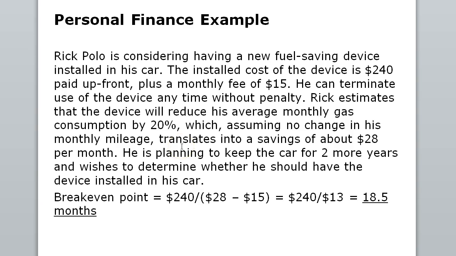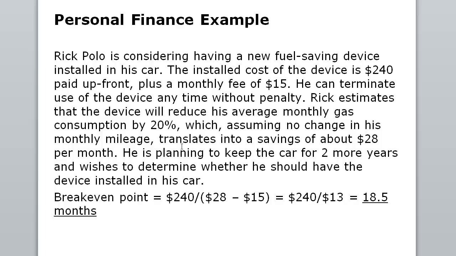Okay, so you could also do this in a break-even analysis in personal finance. Here, this guy Rick is considering having a new fuel-saving device installed in his car. Such things do exist, but manufacturers warn against installing them. The installing cost of this device is $240 paid up front, and a monthly fee of $15. He can terminate the use of the device at any time without penalty. He estimates the device will reduce his average monthly gas consumption by 20%, which, assuming no change in his monthly mileage, we can translate to savings of about $28 per month.